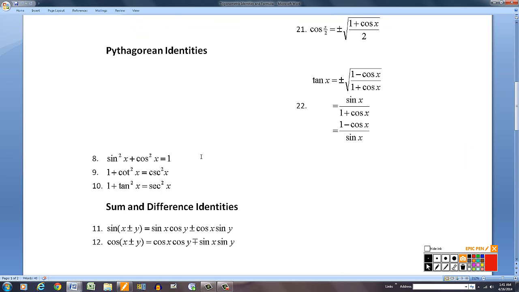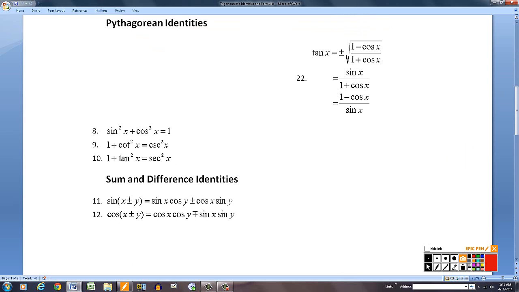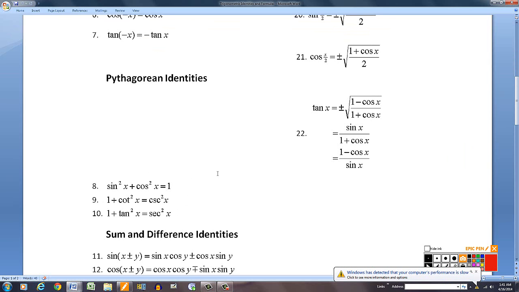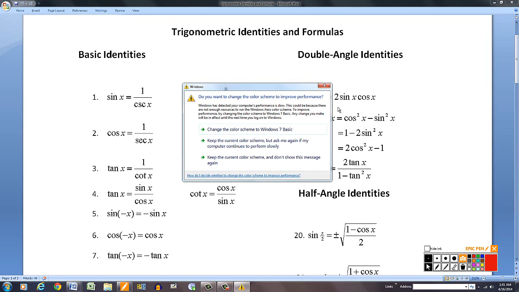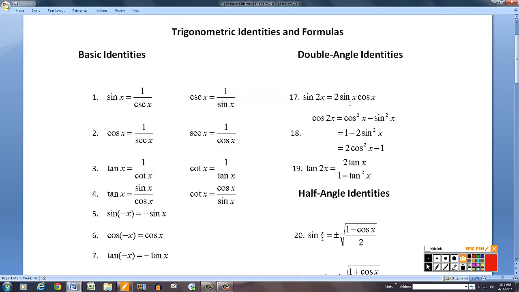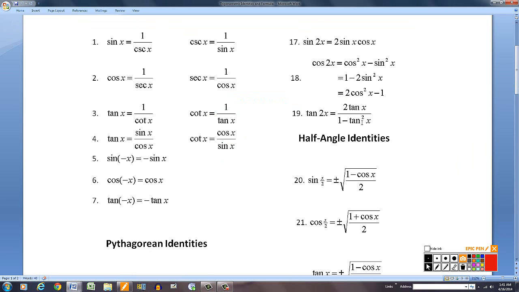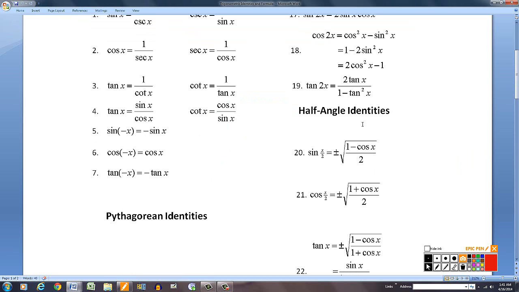And then you have, of course, some other formulas, sum and difference identities for sine of x plus y, or sine of x minus y. Same thing for cosine. And then, of course, you have your double angle identities over here, one for sine of 2x. We have 3 identities for the cosine of 2x here. And then, of course, we have some half angle identities.